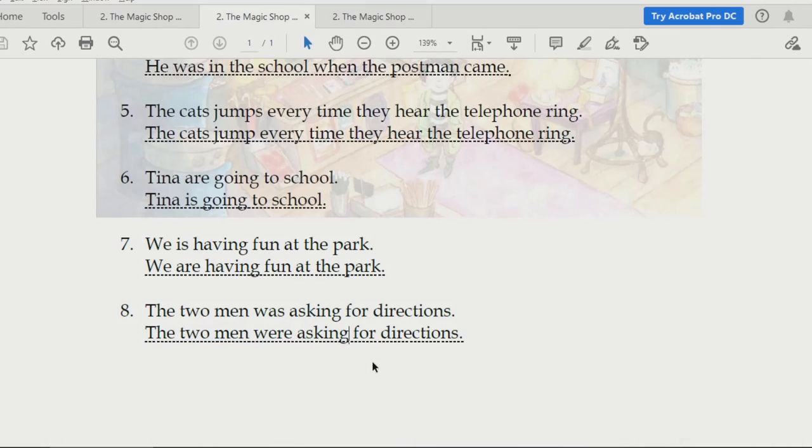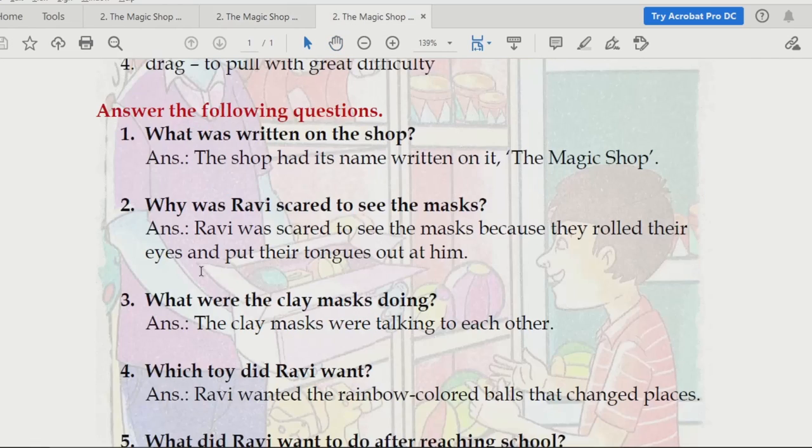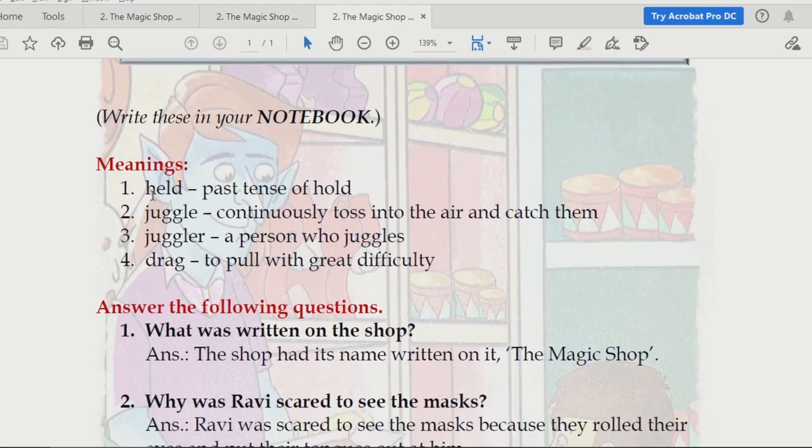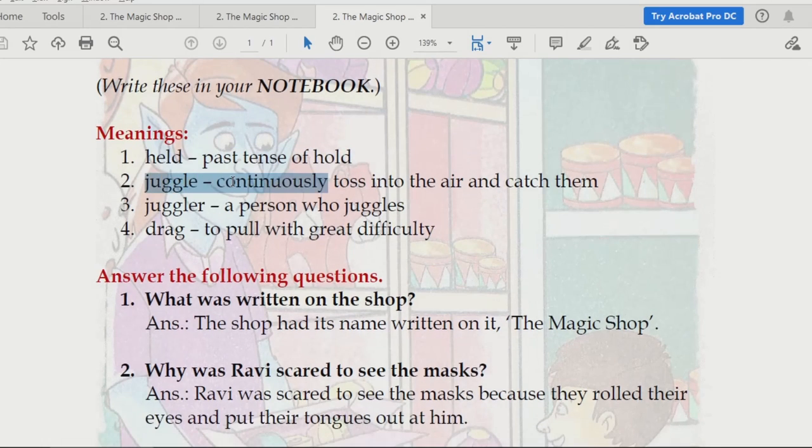So we'll move on to the next PDF, that is PDF 3. We'll go to the meanings. Held, I already told you, past tense of hold. Juggle means continuously toss into the air and catch them. Most of you will be knowing that when a cricket match is about to start, there is a toss of coin. That means they throw it into the air and it turns in the air.